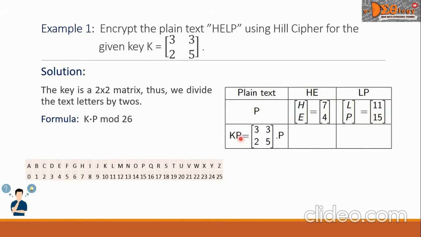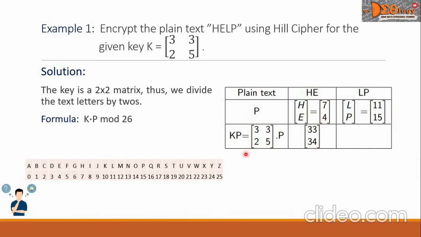Next row will be for the KP. It means our encryption key, the 2 by 2 matrix given here, is to be multiplied by the corresponding P value for the two groups. We're going to multiply this 3, 3, 2, 5 by the matrix 7, 4. So that will be 3 times 7 plus 3 times 4 equals 33. Then 2 times 7 plus 5 times 4 equals 34.